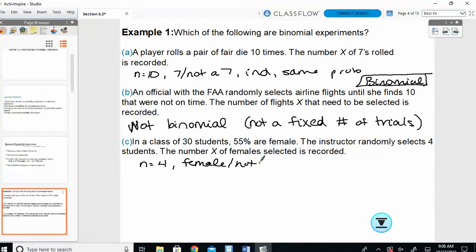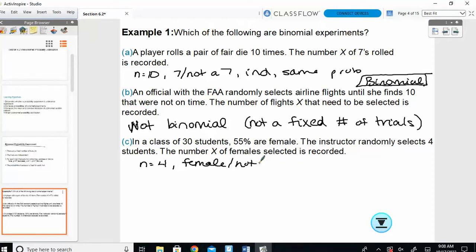So let's think about our class. Right now, we wanted the probability of being female. How many people do we have in class today? 12. How many of you are female? 8. So the probability of the female right now is 8 out of 12. So if I select somebody, let's say I select Maddie.